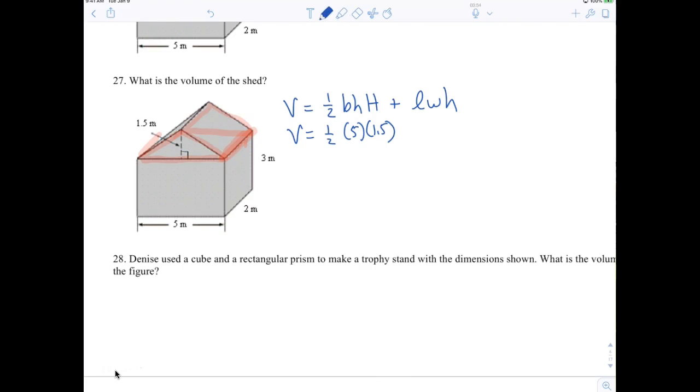Plus, does it matter the other 3? So 5 times 2 times 3. Volume, somebody tell me. Somebody else said 37.5. Anybody else get 37.5? Come on, everybody's got to type it in. So we'd say 37.5 meters cubed.